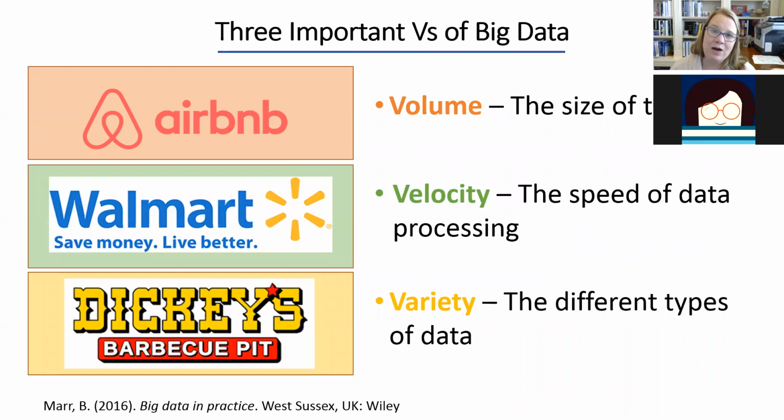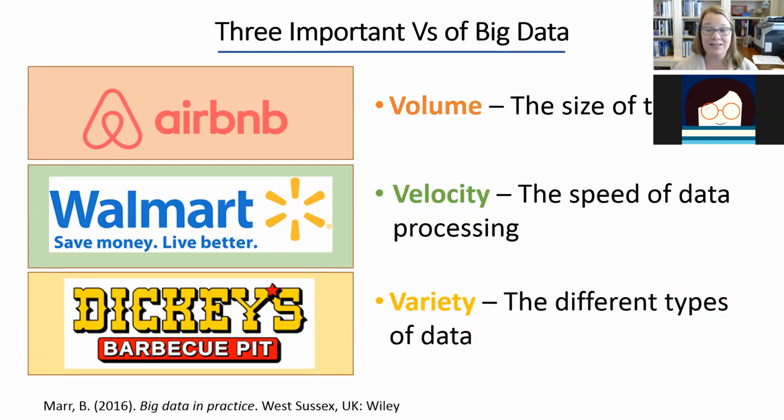So when we think about big data, three important V's to remember are volume, velocity, and variety. So volume relates to the size of the data. And I have Airbnb up as an example because they have huge volumes of data that allow them to process how much each of their rental units should be rented out for, where they need more rental units, and they do that by the amount of size and volume of the data that they have.